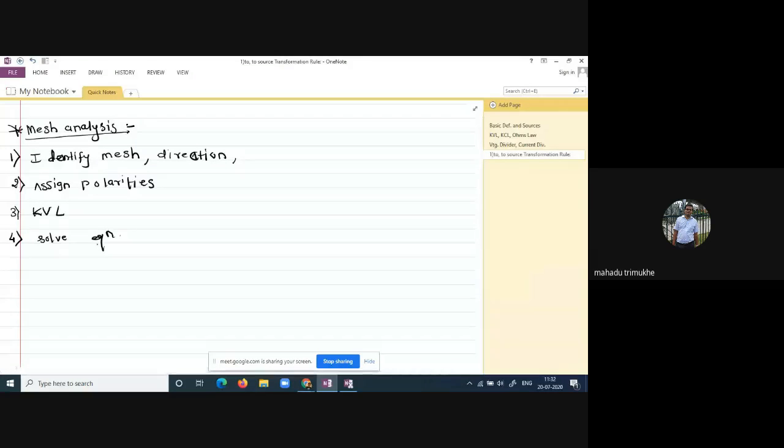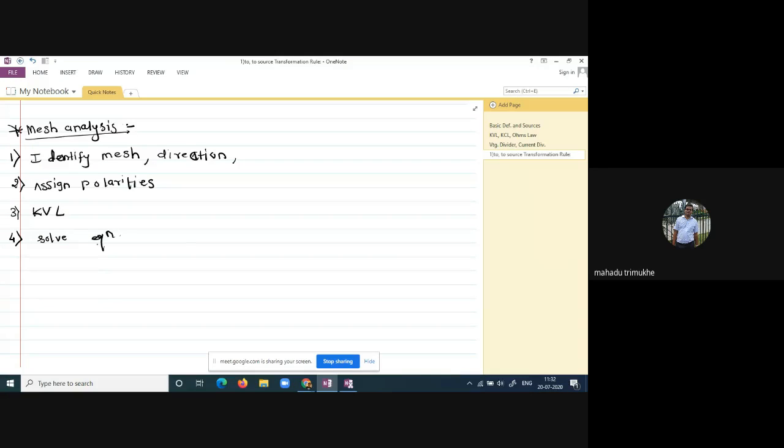Okay, the first step is what? You have to identify the mesh, assign the directions or assign unknown current in each mesh, assign the polarity for the voltage across the branches. Third step is what? You have to apply KVL, and use Ohm's law to express the branch voltage in terms of unknown mesh current and the resistance also. And fourth step is what? You have to solve the simultaneous equations for unknown mesh currents. These are the steps to follow in the mesh analysis, right?